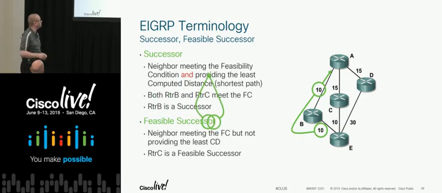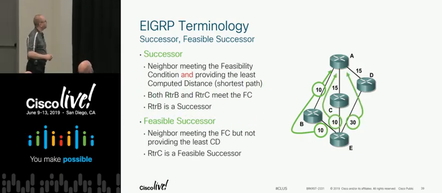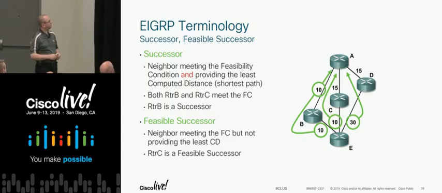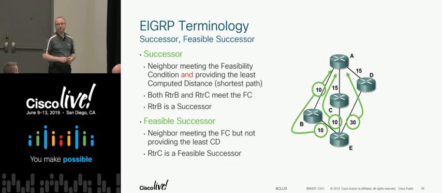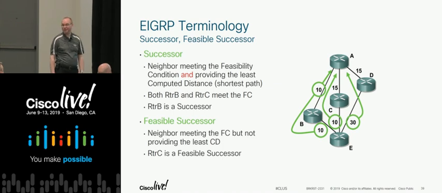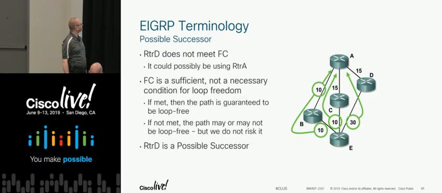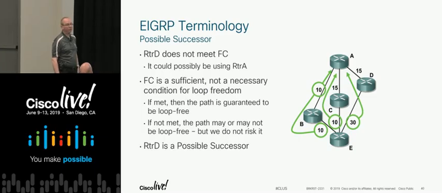Okay, fine. In this network, B is a successor. C is a feasible successor. It's still loop-free, but isn't really as good as B. And D is nothing, because it doesn't fit the feasibility condition. It's not really looping, but we cannot tell just by looking at the distances. So we don't take chances. That's the whole point. We typically call the router D a possible successor, but it's kind of an unofficial name.